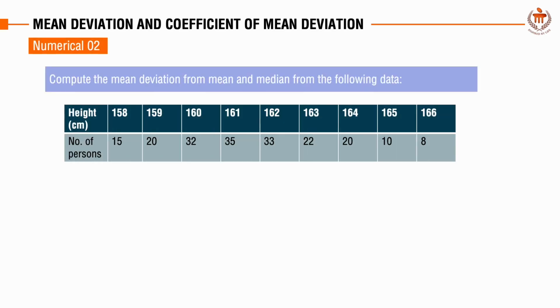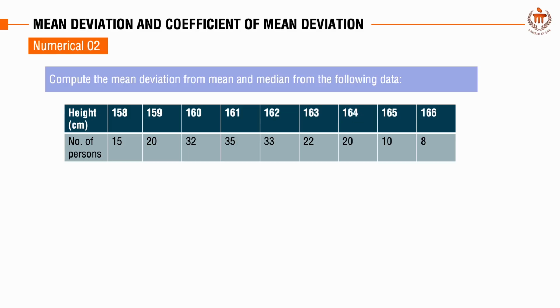In this question, we have to find the mean deviation from the mean and median methods for the following data. The variables given: x is height in centimeters, 158, 159, 160, 161, 162, 163, 164, 165, 166. The height in centimeters is your x value, and the number of persons is the frequency value: 15, 20, 32, 35, 33, 22, 20, 10, 8. That is the frequency value.